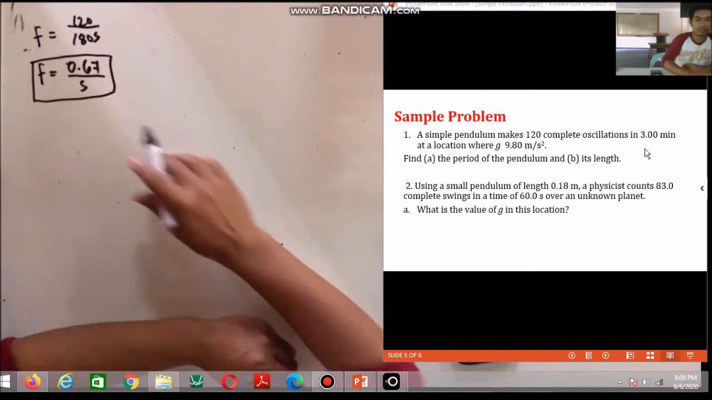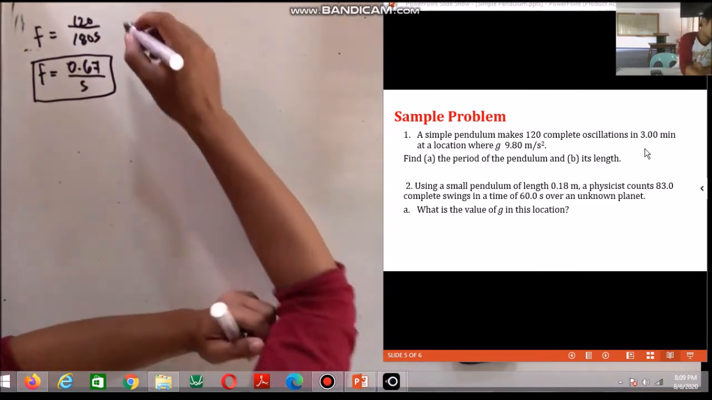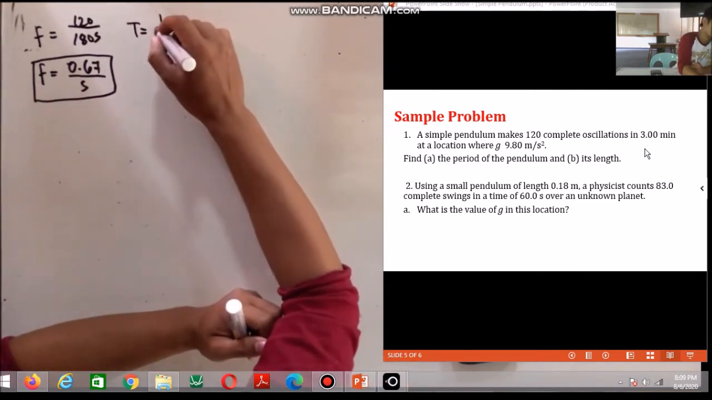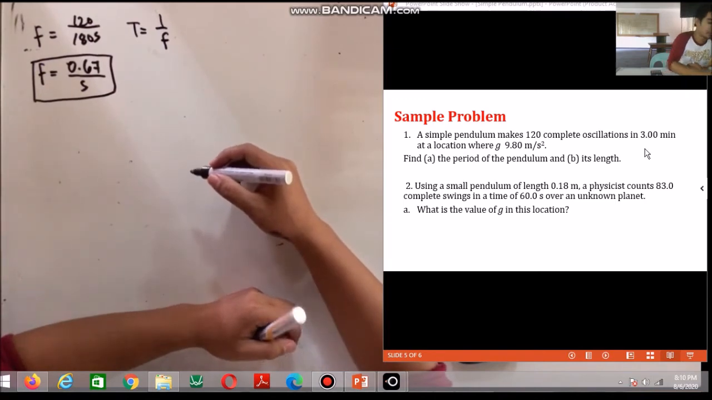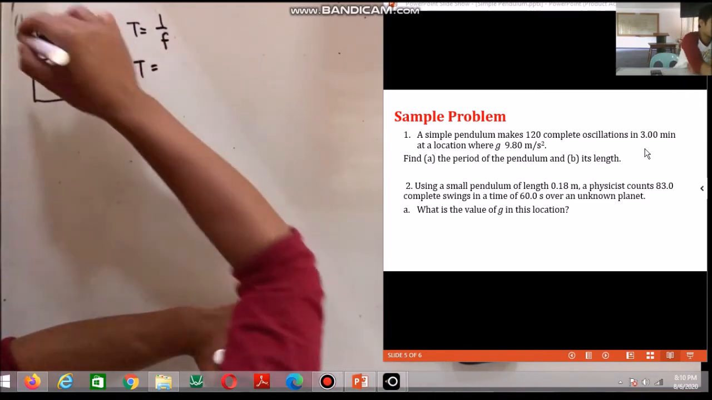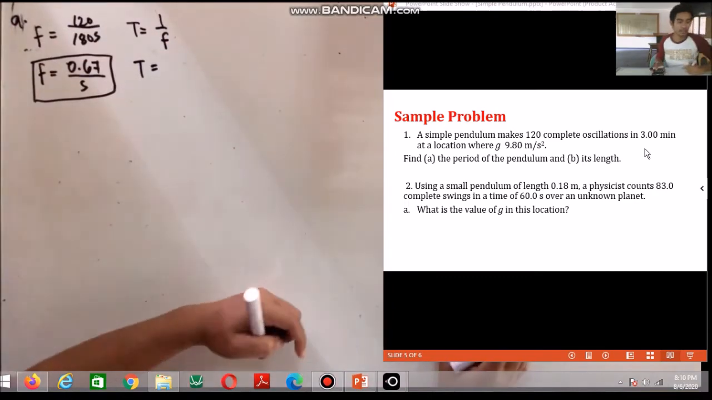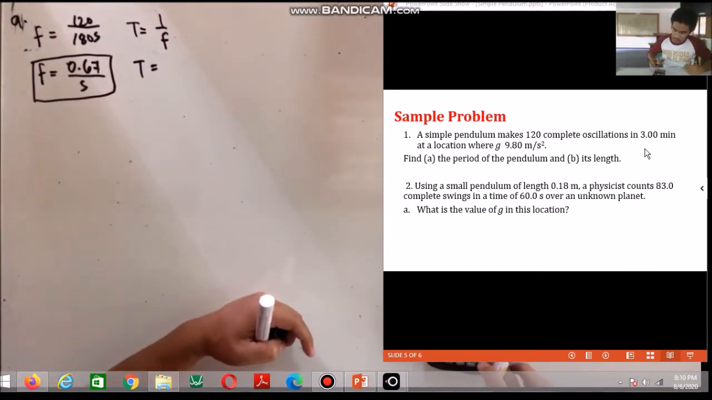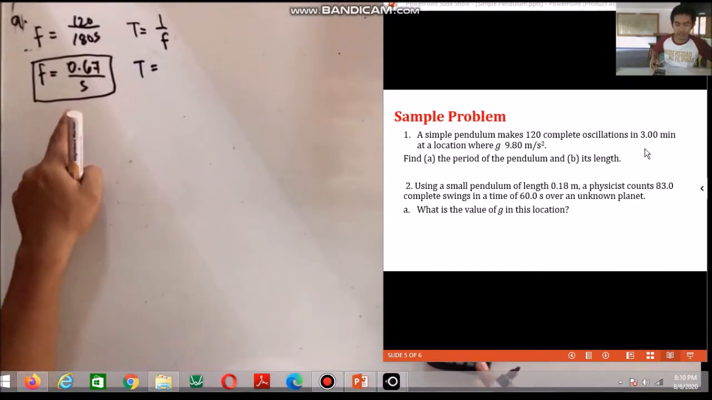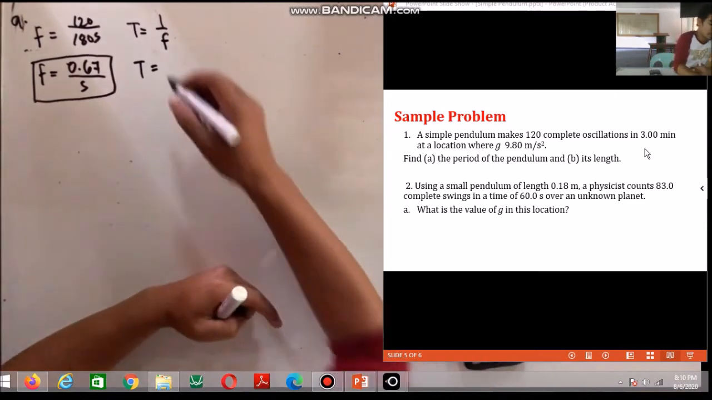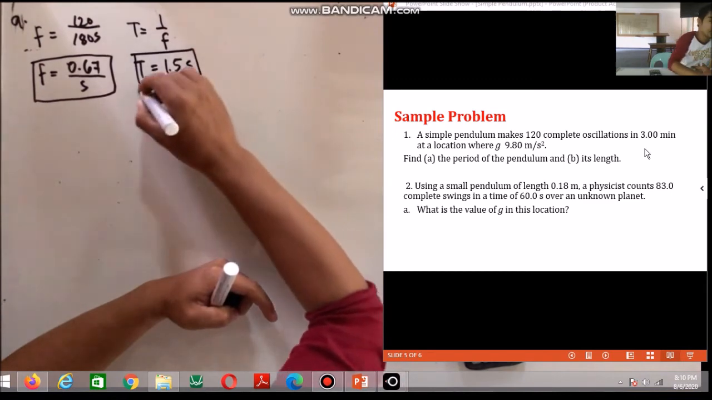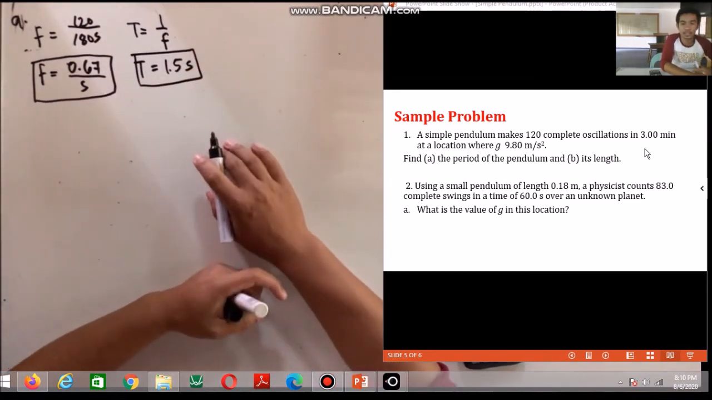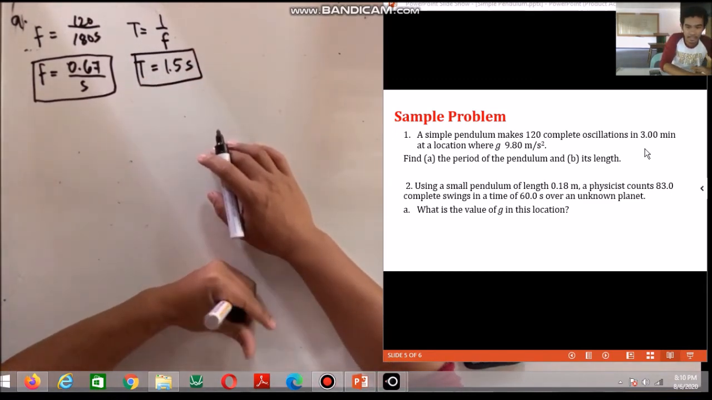But we're not looking for the frequency, we're looking for the period. And the period is 1 over f, the reciprocal of the frequency. Okay, the period is 1 over the frequency, then that is 1.5 seconds. So you have the period. Next, what is the length of the simple pendulum?